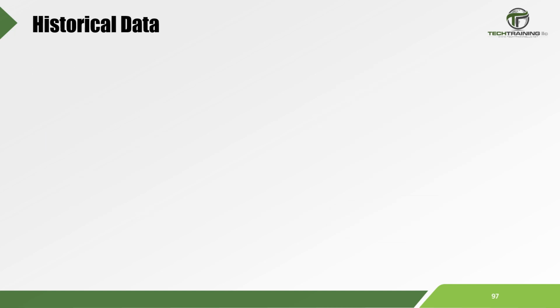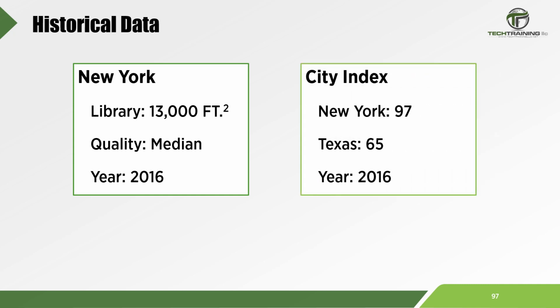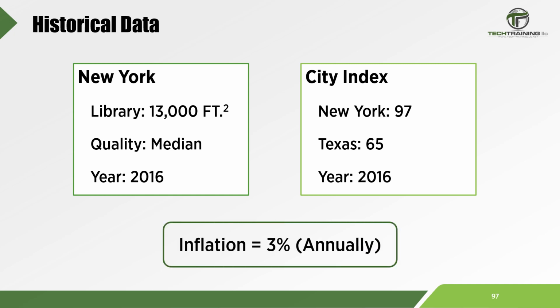Some other information we find through our historical data research is New York built a 13,000 square foot medium quality library in 2016. Furthermore, the city cost index for New York 2016 is 97, while Texas was 65. Lastly, there has been a 3% per year inflation rate since 2016.